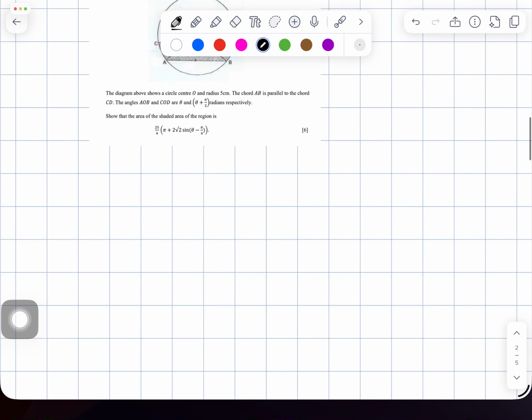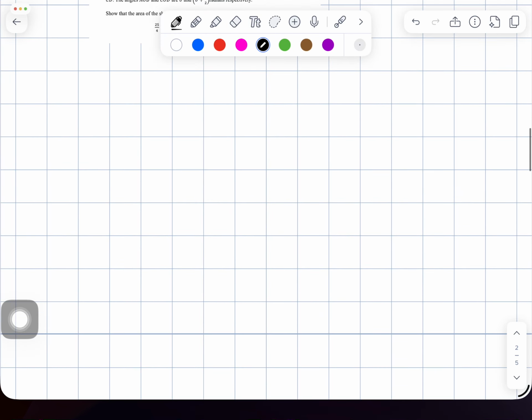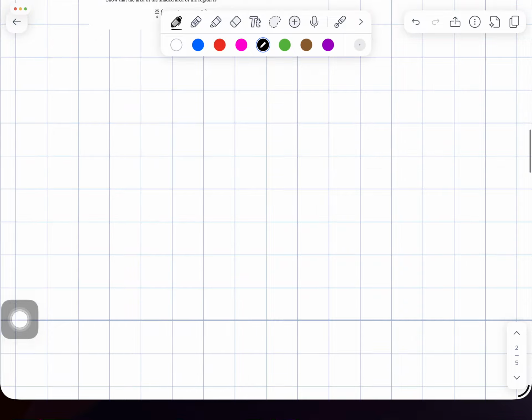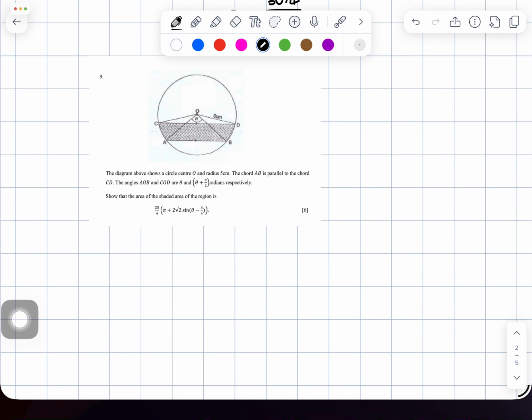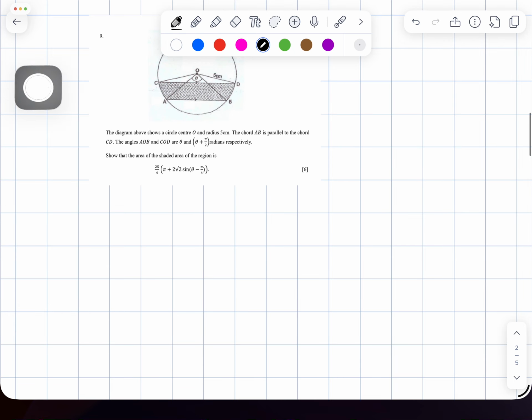Hi guys, so we're going to be solving this question. Don't be scared of diagrams, guys. This is just area, of which we have a circle, we have segments, and we have sectors, right? So in order to find the shaded region, I am going to use this formula.